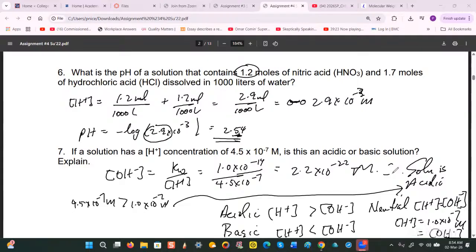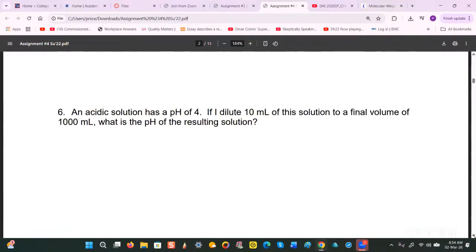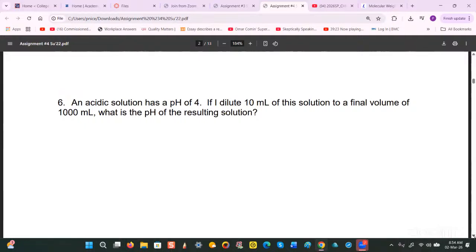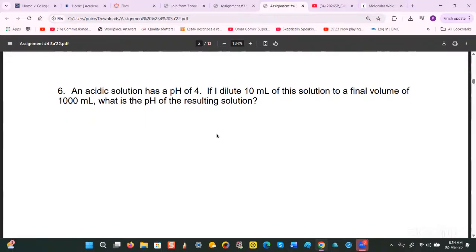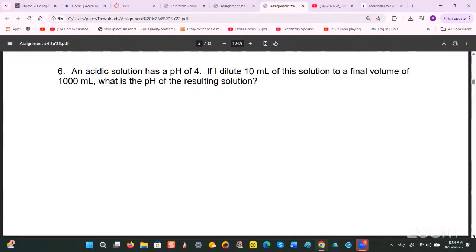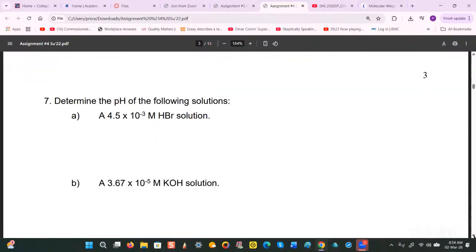Okay. Any questions about this one? Any questions? Okay, let's clear this and scroll down. I'm going to leave number 6 for you to do. You should be able to do number 6. It's a combination of pH plus dilution. Again, if you have any issues doing that problem, let me know.